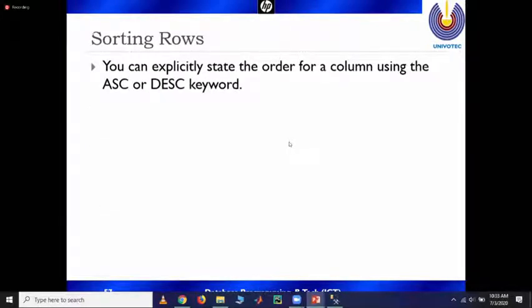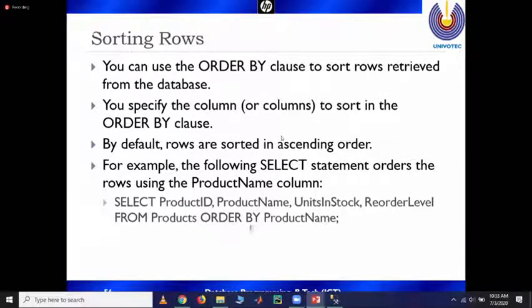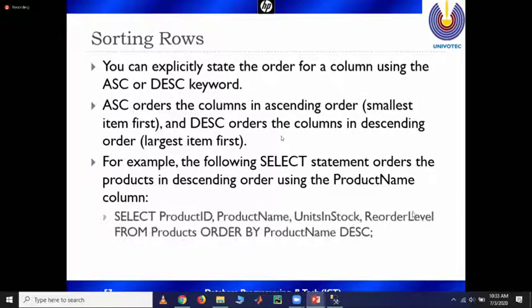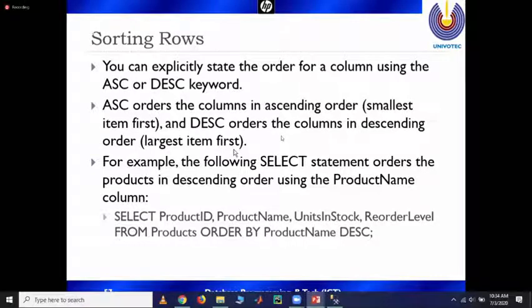You can explicitly state the order for a column using ASC for ascending and DESC for descending order. The default is there, it is not necessary to mention, as ORDER BY is ascending order. If you want descending order for a column, you use ORDER BY product name DESC. That sorts from Z to A. That's the descending order. Column descending order, large items first. I will not do this practical now, you can do it later.